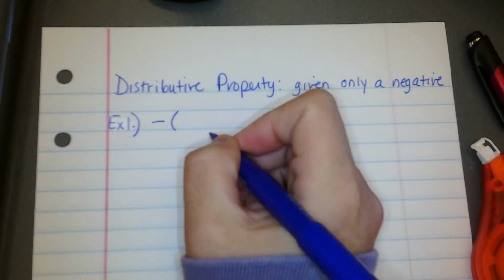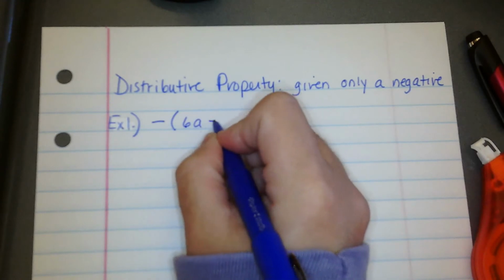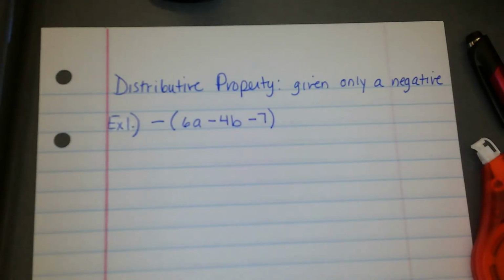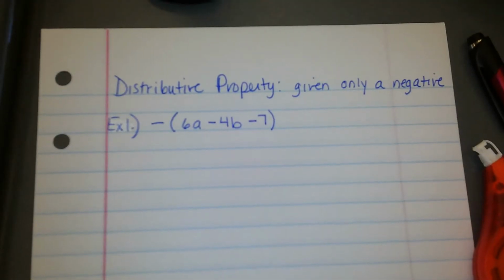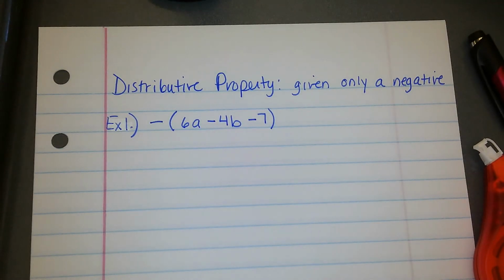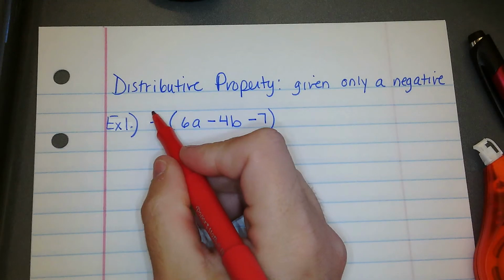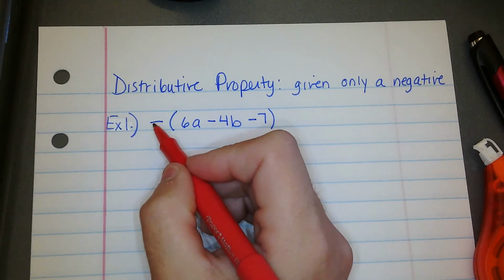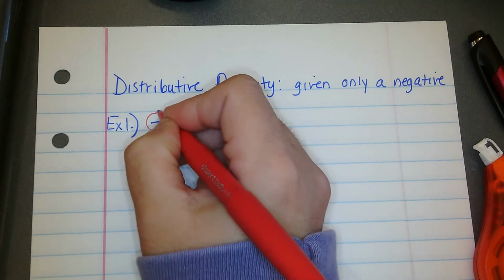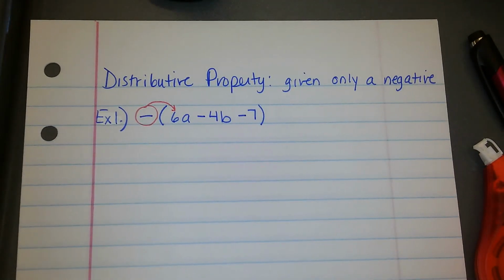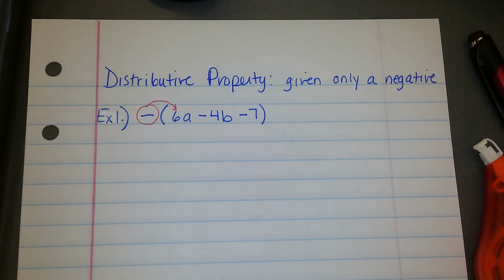Example 1 is a negative, then a parenthesis, then 6a minus 4b minus 7. When you see an example like this, you have to know that when there's parentheses, something is going on. In this case, they want you to distribute the negative. Distributing a negative is super easy. You just have to remember to do it. When we distribute a negative, we give everything on the inside a negative. If it already has a negative, you flip it and it becomes a positive.